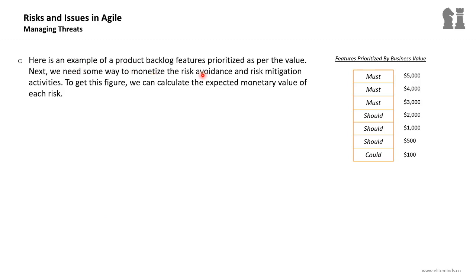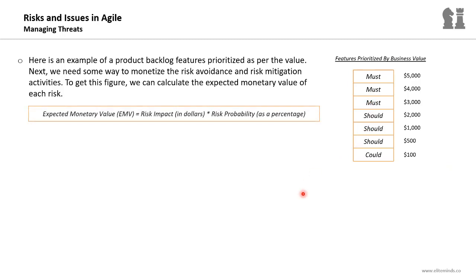Next, we need some way to monetize the risk avoidance and risk mitigation activities. To get this figure, we can calculate the expected monetary value of each risk. So let's assume you met the customer and you obtained the expected business value of each user story in the product backlog from them. And then you prioritize these backlog items based on the expected business value. You will have this shape. This is a prioritized product backlog with 7 user stories.